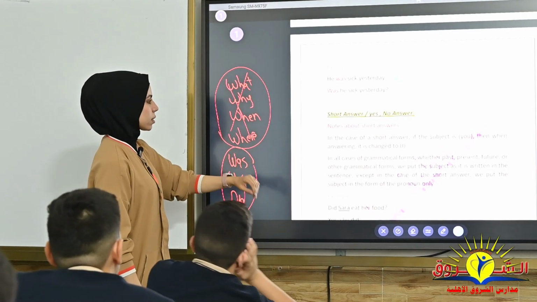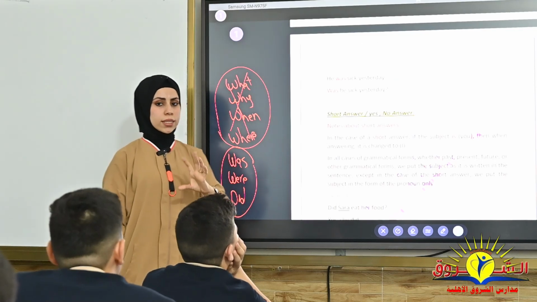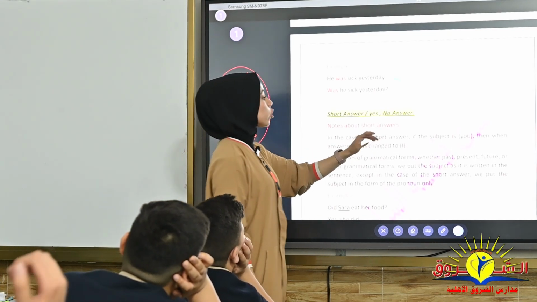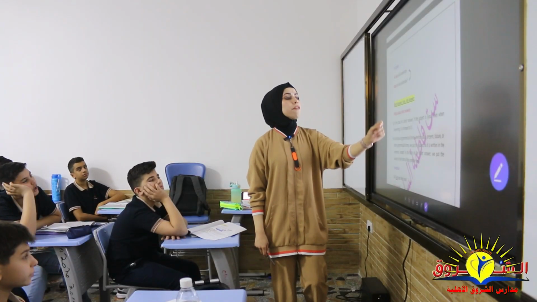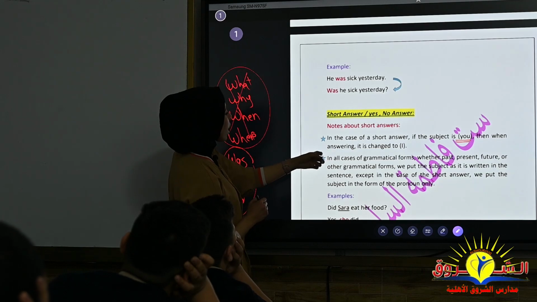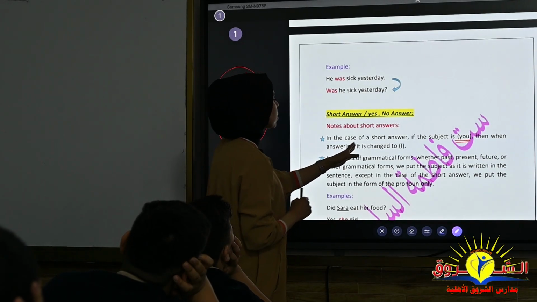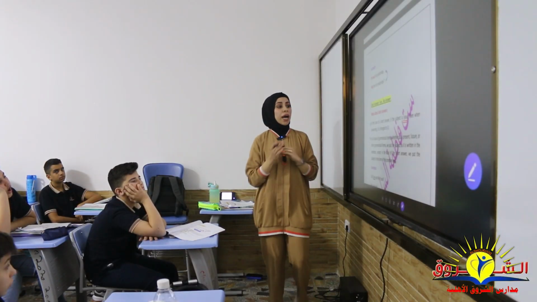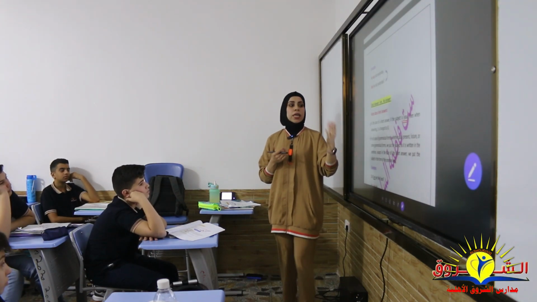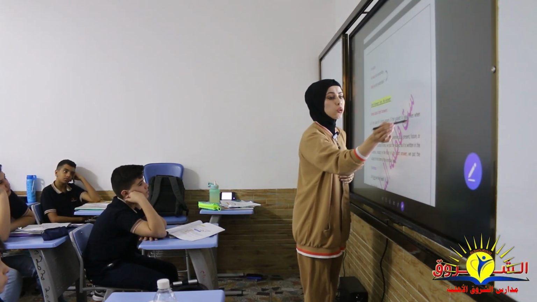Notes about short answers, the yes and no answers. Number one, in the case of a short answer, if the subject is you, then when answering it, it is changed to I. In the case of a short answer, if the subject of my sentence is you and I want to make an answer to my question, I must change you to I in the answer. How?